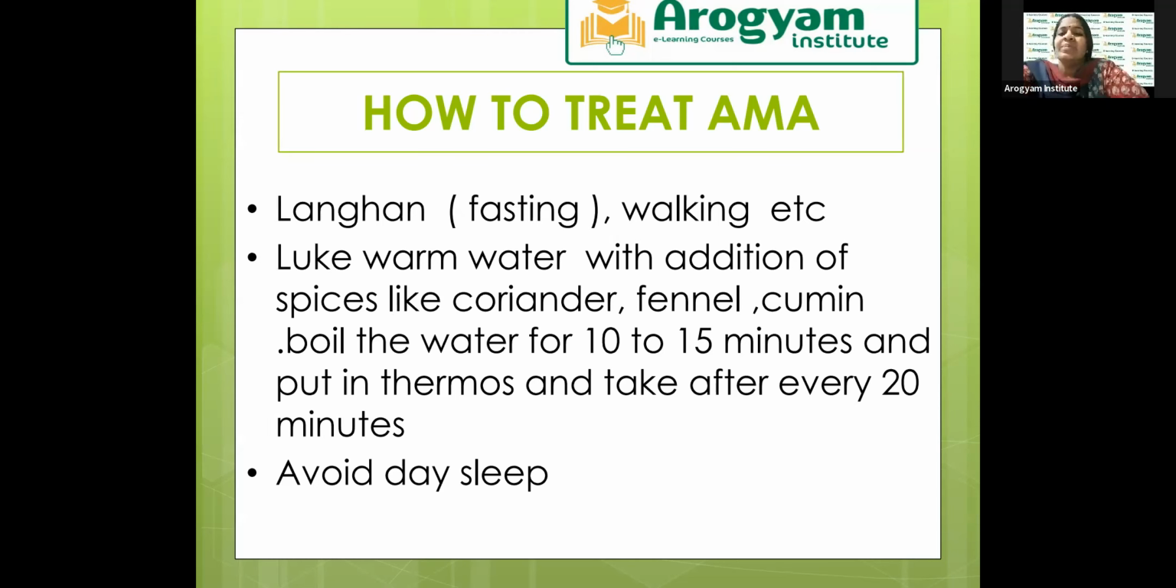Then avoid day sleep. Sometimes for some people it is a regular practice that they just have food and immediately go to sleep. So this is a very bad thing. If at all it is done regularly, it would definitely cause some metabolic or lifestyle disorders. So we need to be very careful regarding this. Once in a while, if you are having that urge to sleep in the day, that's okay. That shows that you're extremely tired. But if that becomes a habit, it's a very bad thing.